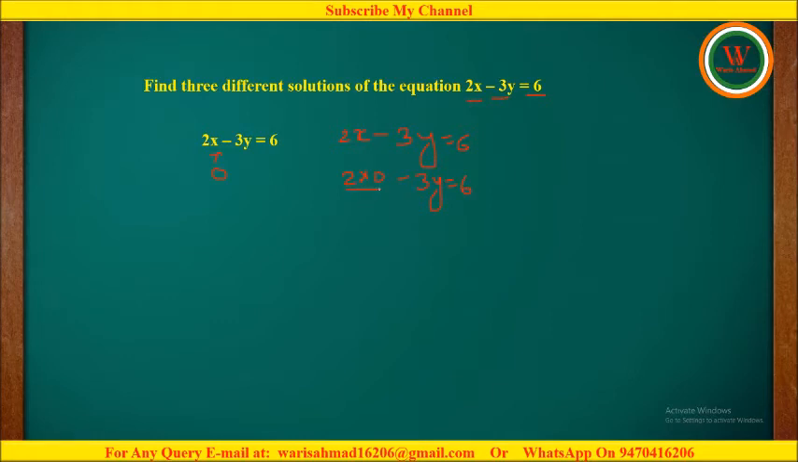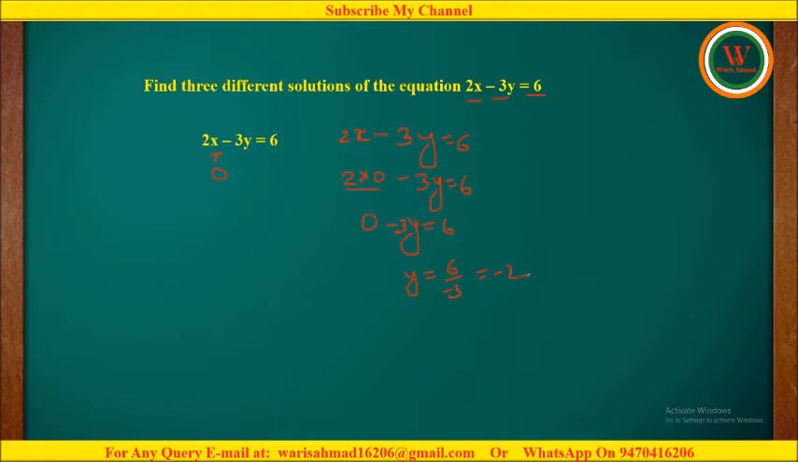So 2 multiplied by 0 will be equal to 0, and y will be as it is. Here we can write -3y = 6, and finally we can write y = 6 divided by -3, and that will be equal to -2.